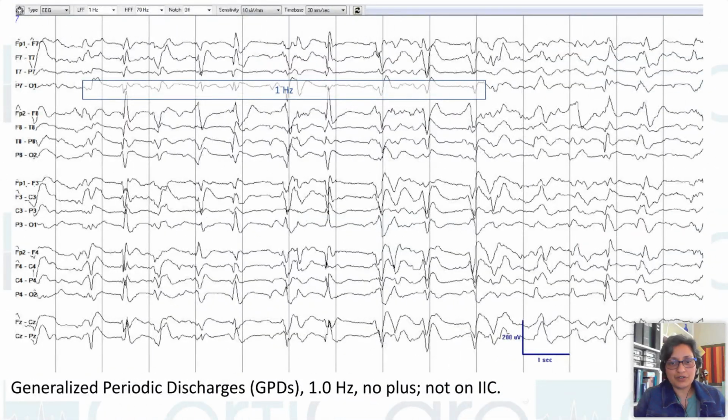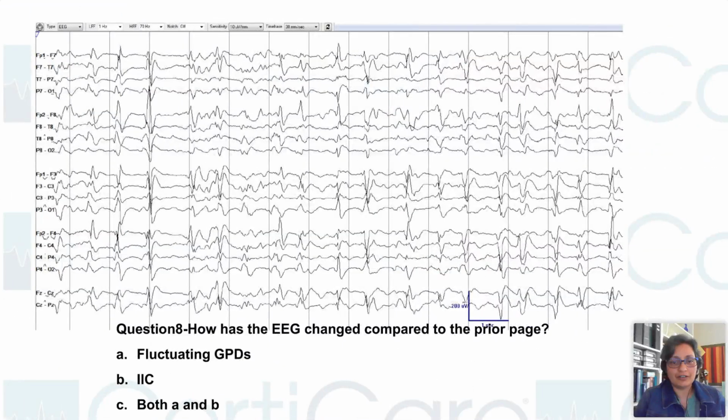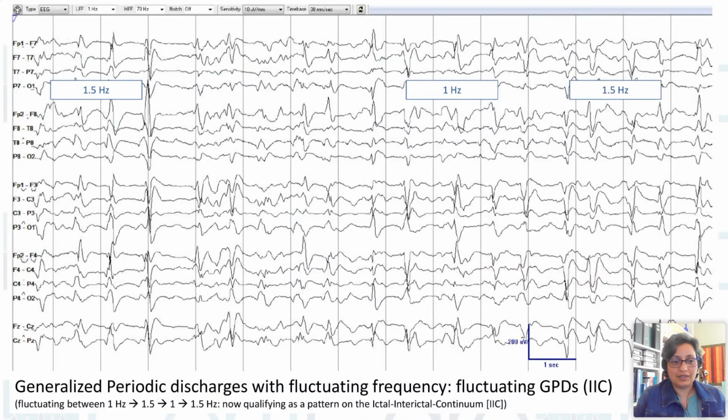So here we have generalized periodic discharges. Now, if you look carefully here, we have some faster rhythms appearing in between these discharges. So this is fluctuating GPDs. If you write fluctuating GPDs, that's correct. If you think it's interictal continuum, yes. Now, it is a downhill from this pattern, so the patient is getting into an ictal state and may seize at any time, because change in frequency of GPDs along with modifiers is going to be more and more malignant. So this is what the ACNS says.